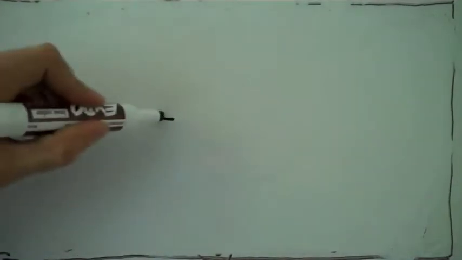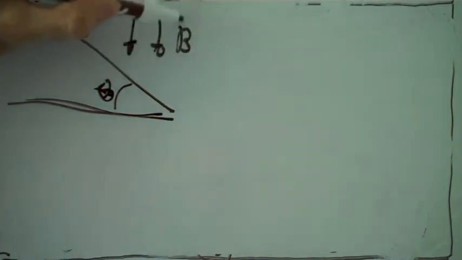So let's look at what's happening in this problem. The ramp is at some angle theta, and here's a wire that's moving down. The magnetic field points down everywhere. So this wire moves down at speed v.